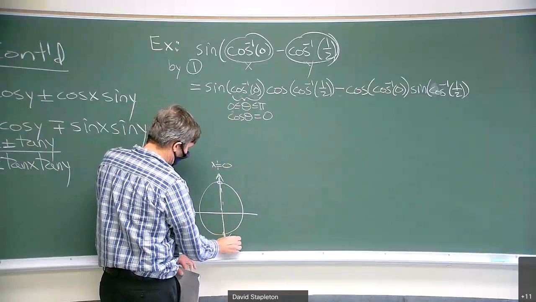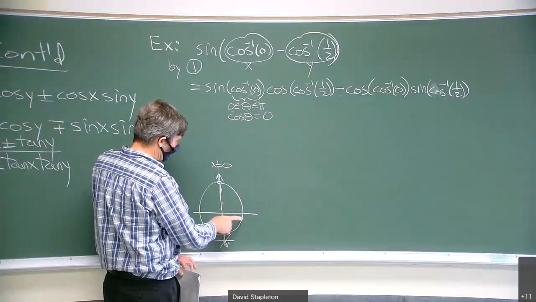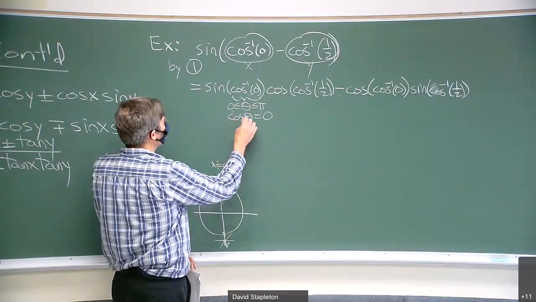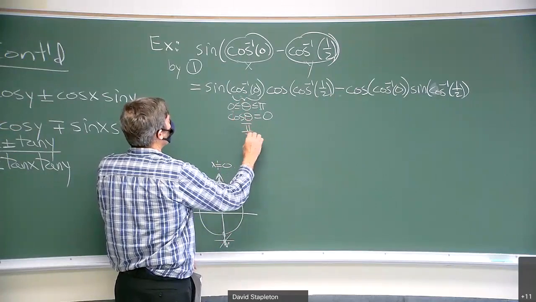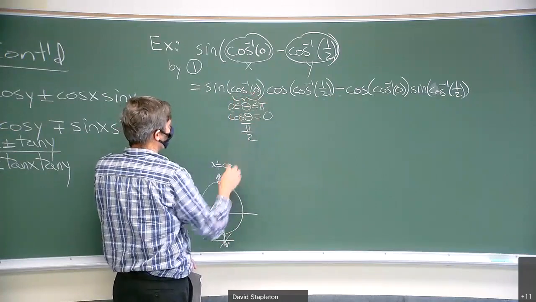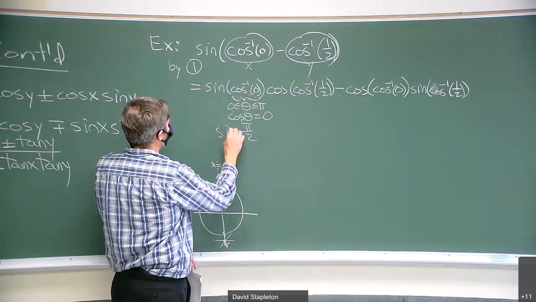It can't be this one, it's not between 0 and pi, it must be this one, pi over 2. So the arc cosine of 0 is pi over 2, and what we have then is the sine of pi over 2.